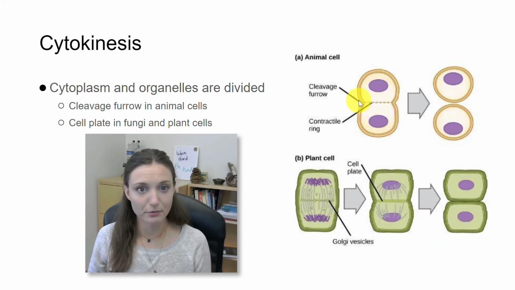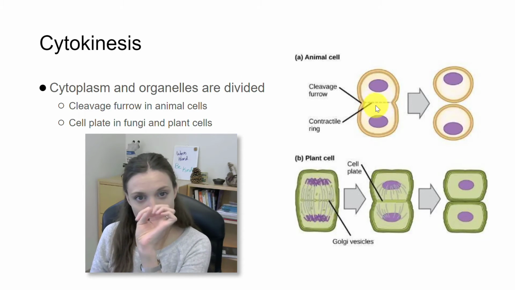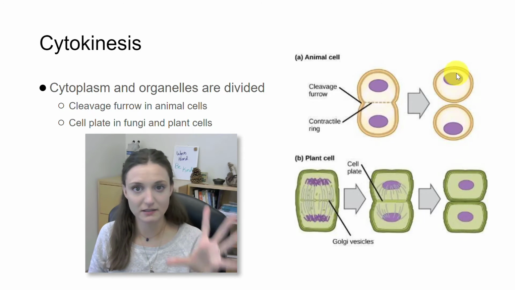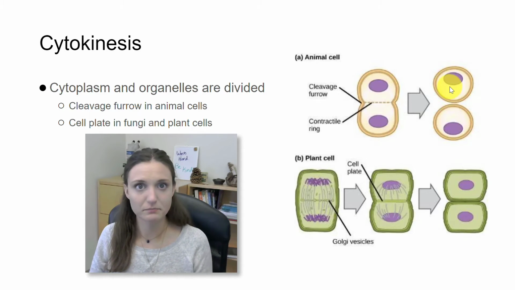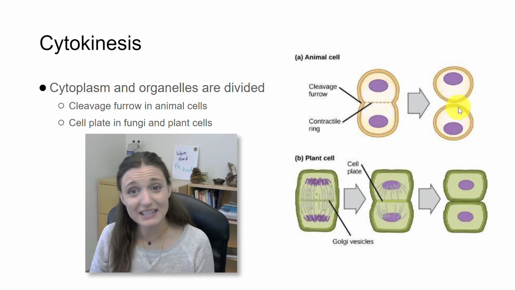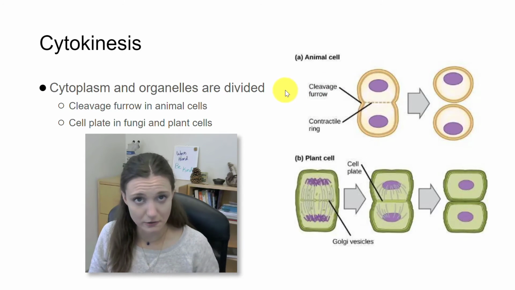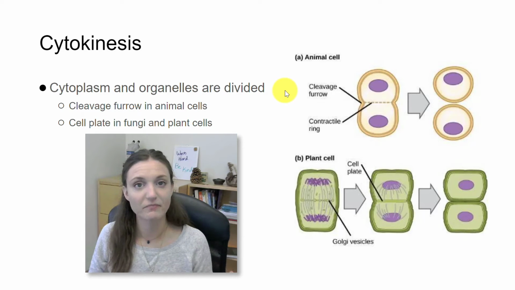So contractile ring of proteins is contracted in the middle of the cell. Here's our nuclei, right? And that's going to contract and contract and contract until basically those membranes pop apart and we get two new cells. Remember, these are identical to the cell we started with. Completely identical, exact copies.